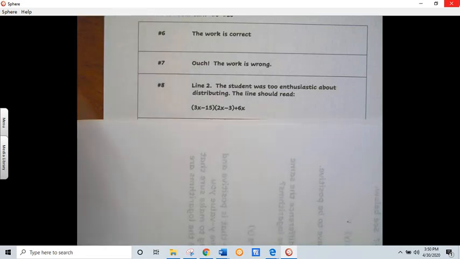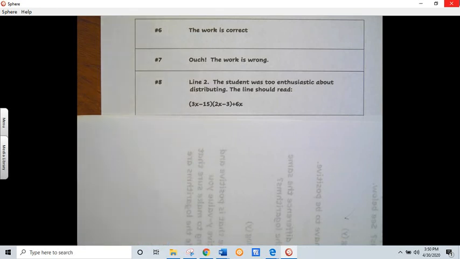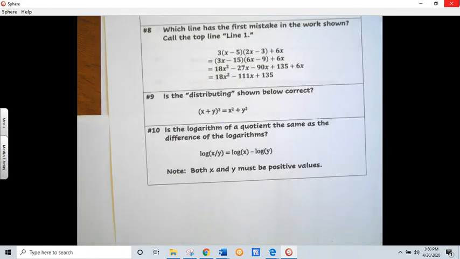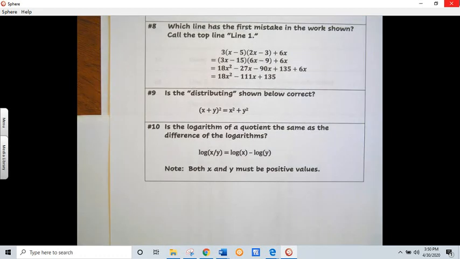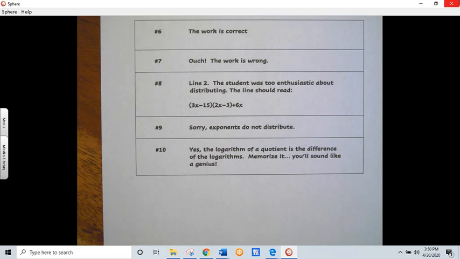Okay, so here's the answers to 6, 7, and 8. And pause the video and do numbers 9 and 10. And here's the answers to 6, 7, 8, 9, and 10.